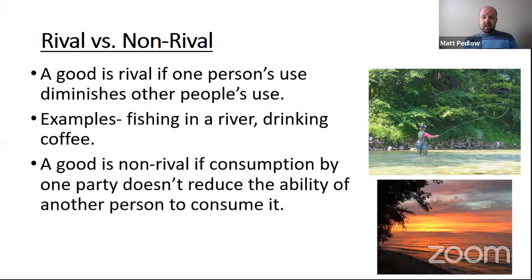The next is non-rival. So a good is non-rival if I consume the good and I'm not taking away from your ability to also consume the good. Now, this is a little easier to talk about when you're talking about certain services, because with goods, if I eat a donut, you can't have the rest of the donut. And every time I eat a donut, there's one less for you. Clearly, it's rival.